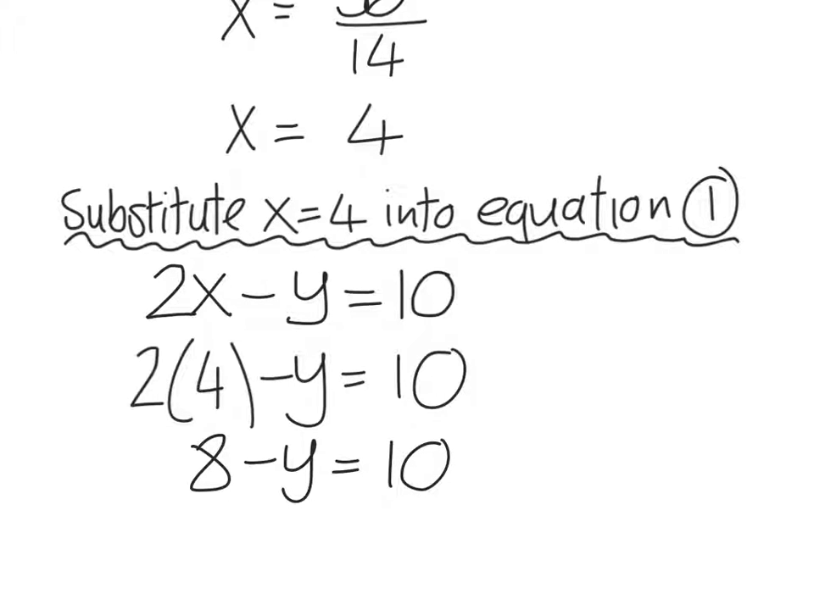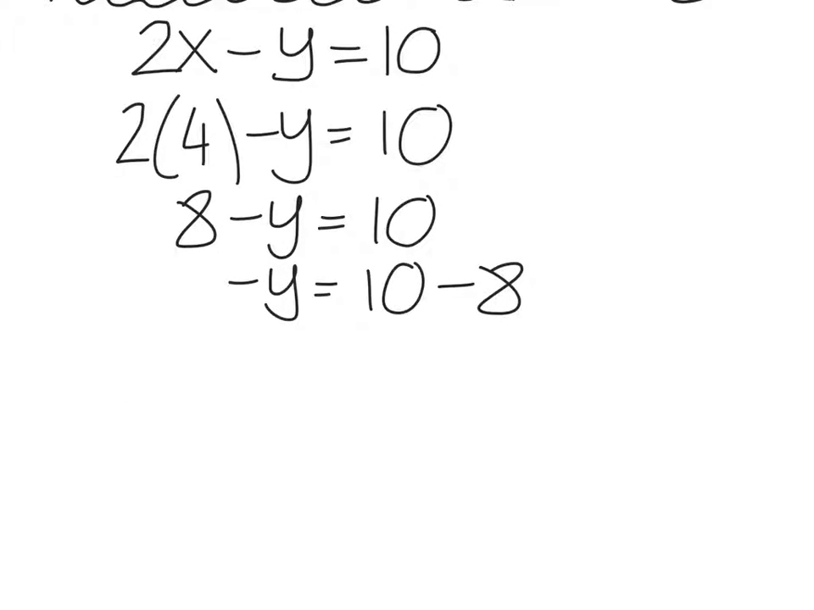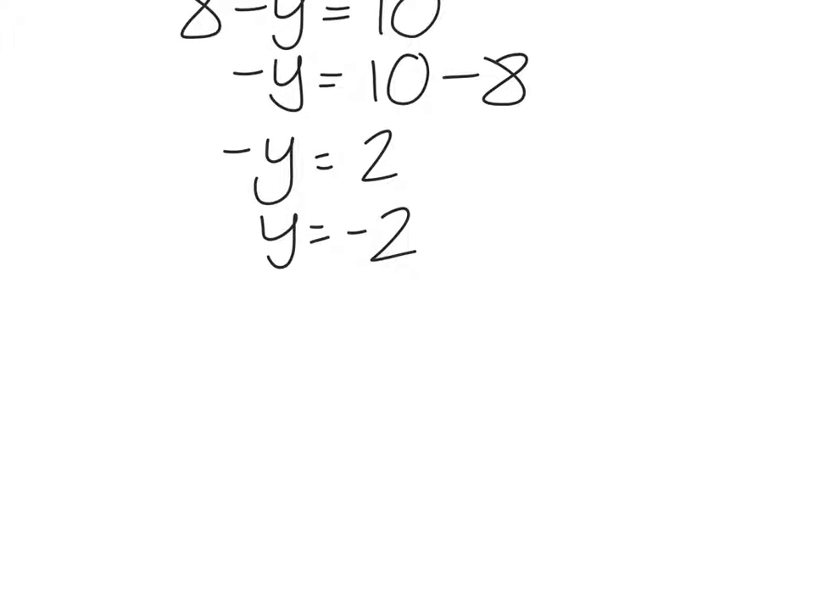Moving the 8 to the other side, we'll change it to negative 8. That leaves negative y on the left hand side. We already have 10 on the right hand side, and the 8 comes over to be negative 8. So that then gives us negative y equals 10 take away 8, so negative y equals 2. If negative y equals 2, then that means y equals negative 2. So that completes our solutions, which we should probably write down again at the end. So x was equal to 4 and y was equal to negative 2.